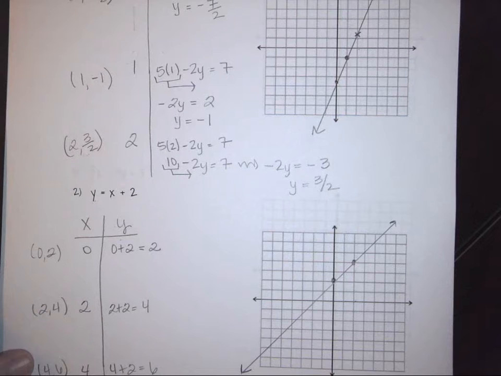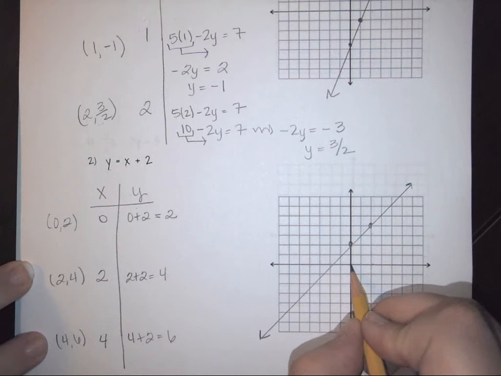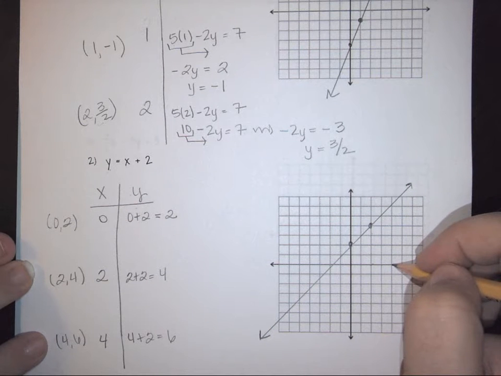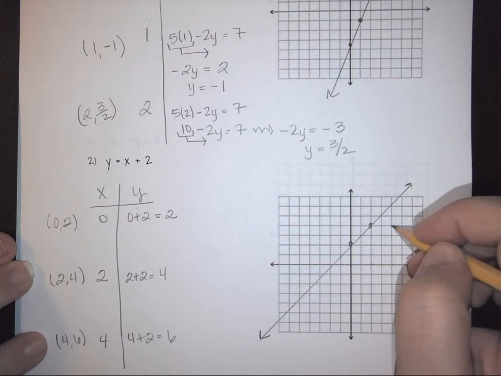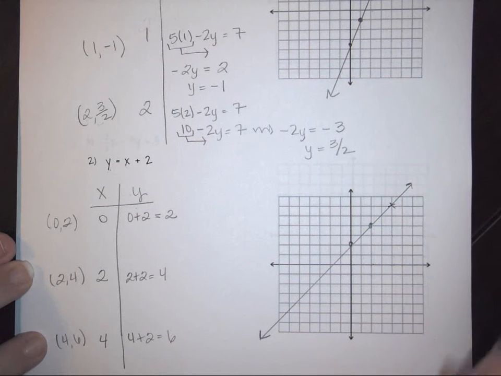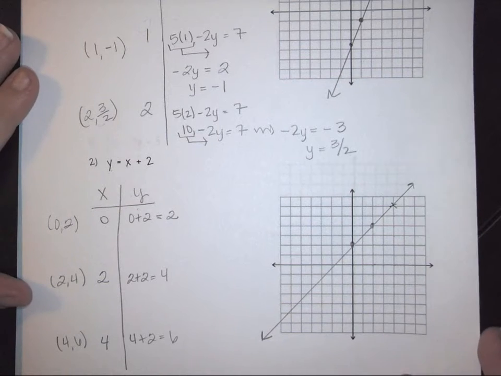And then we're going to go ahead and use our last point as a checker point. So we need to go over 4, 1, 2, 3, 4. And from there we're going to go up 6, 1, 2, 3, 4, 5, 6. And if you look, you can see that it falls on the line, so we have done it correctly.